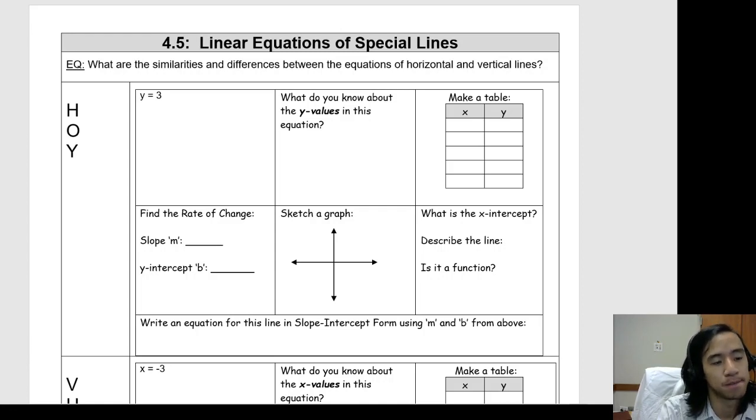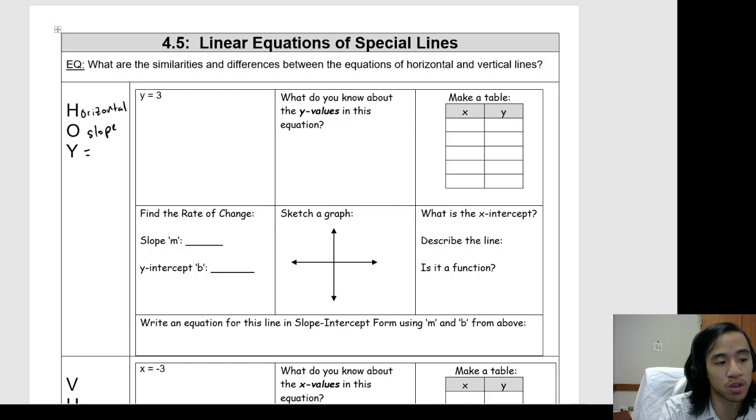Before we even start with that, there's an acronym called HOY. H-O-Y. H stands for horizontal. O stands for zero slope, so the slope is 0. Y means y equals. Whenever you see y equals, or 0 slope, it's a horizontal line, and all these other things are true.